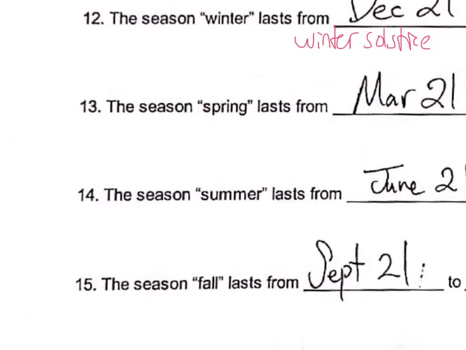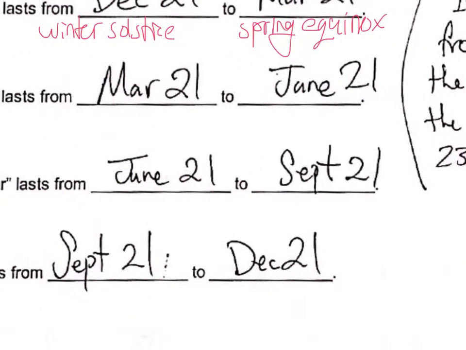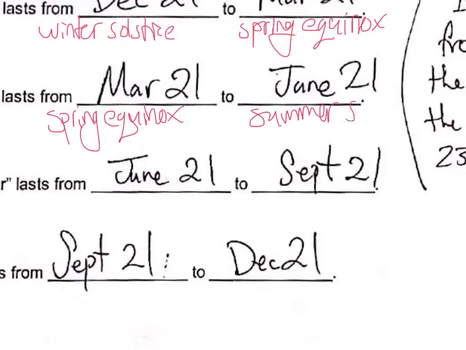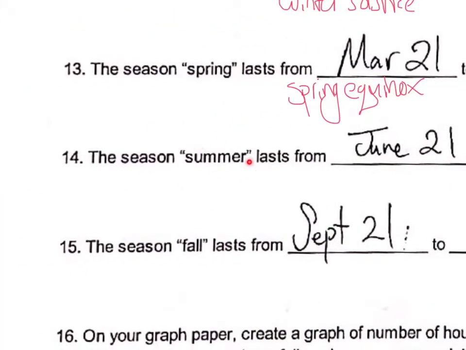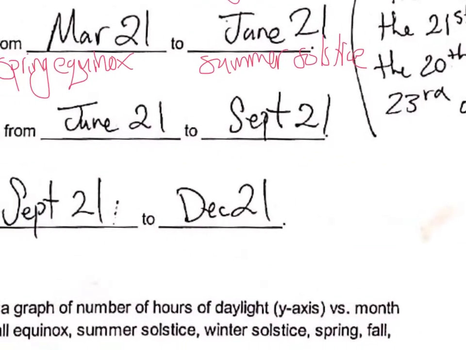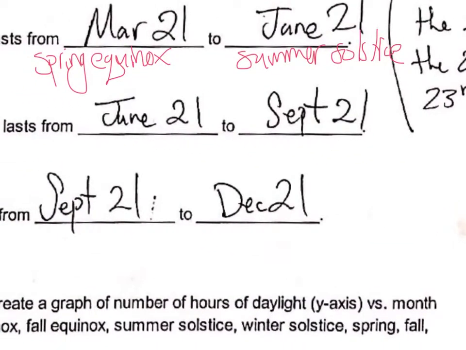Our next question says the season spring lasts from, so knowing these dates is good, but spring begins at the spring equinox and ends at the summer solstice. Okay. Summer lasts from, it's not centered around the summer solstice, it begins at the summer solstice. So the longest day of the year is when summer actually starts, technically. So it begins at the summer solstice and ends at the fall equinox.